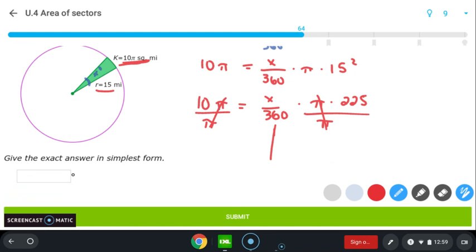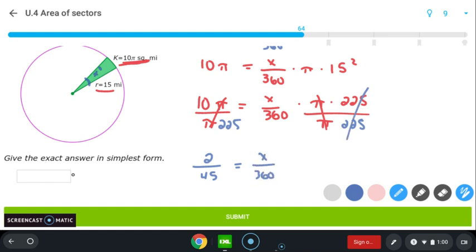And then I'm going to go ahead and divide both sides by 225. So divide by 225. So 10 over 225. If you divide both of those by 5, you get 2 over, I think, 75. But I'm going to type that in the calculator and double check. It's 45. Good thing I checked. So you get 2 over 45 equals, now the 225 is canceled out, so it just equals x over 360.